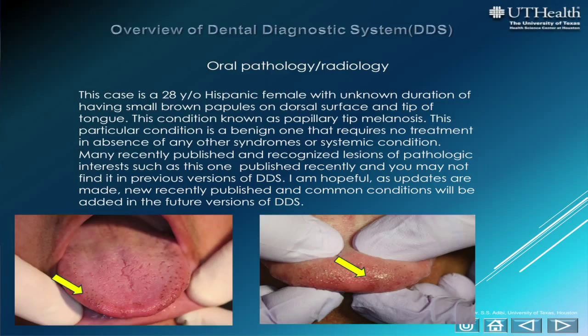This case is a 20-year-old Hispanic female with unknown duration of having small brown papules on the dorsal surface and tip of the tongue. This condition is known as papillary tip melanosis. This particular condition is a benign one that requires no treatment in the absence of any other syndromes or systemic conditions.